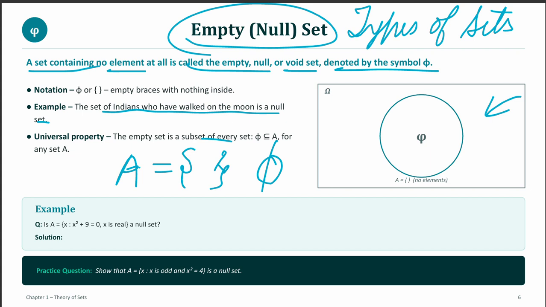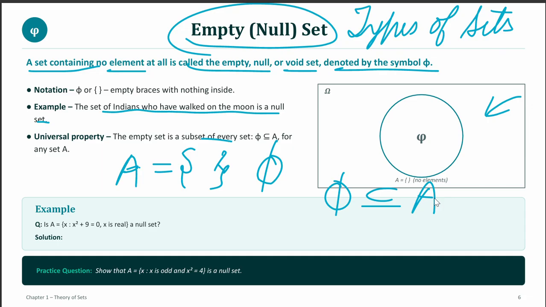So this is the universal property of an empty set, that it is a subset of every other set. For example, let us take a set to be A. Then phi would be a subset of A. We are going to learn more about subsets, but for right now, just remember that an empty set is a subset of all the sets.